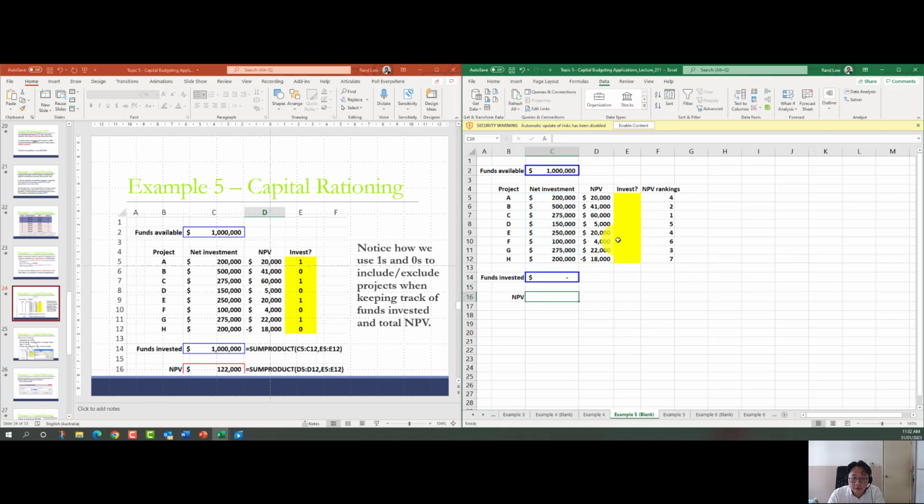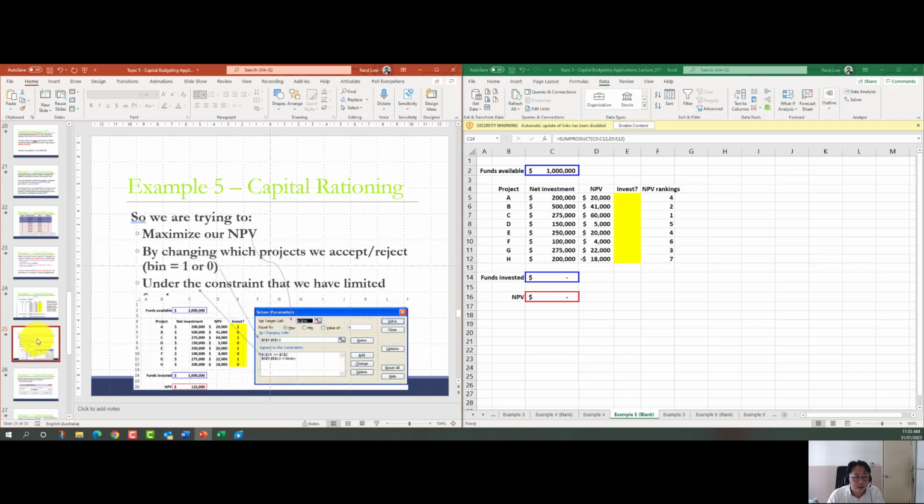Okay, and we also do a sum product to get the NPV. So we actually understand what the NPV is of the projects that we're investing in. Only the ones which are a 1 will actually appear down on this chart over here. That's how we set it up.